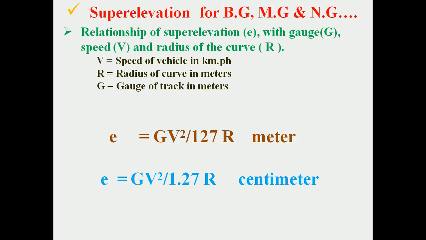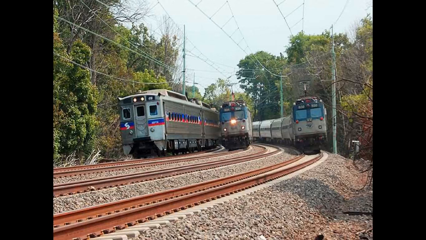What is the formula used for super elevation for BG, MG and NG? If V is the speed of the vehicle in kilometers per hour, R is the radius of the curve in meters, and G is the gauge of the track, then super elevation E is given by GV square upon 127 R in meters and GV square upon 1.27 R in centimeters. Here you can see the super elevation provided: the outer rail is raised and the inner rail is lowered.